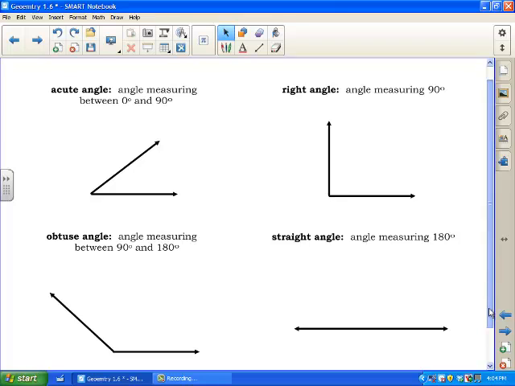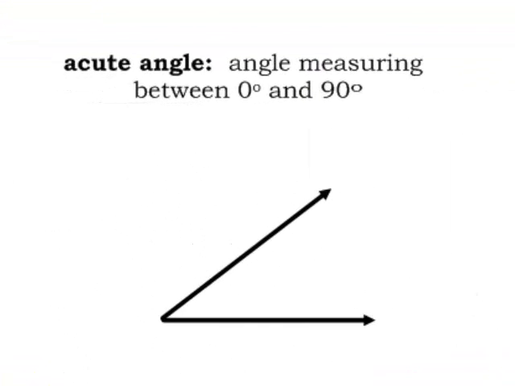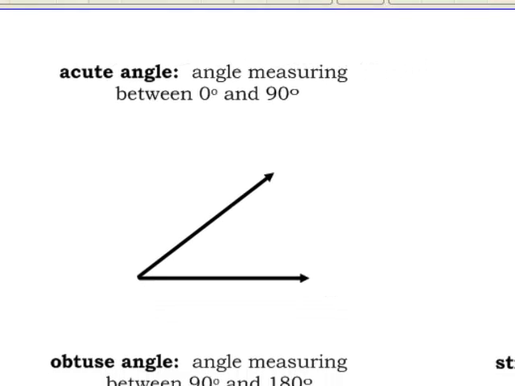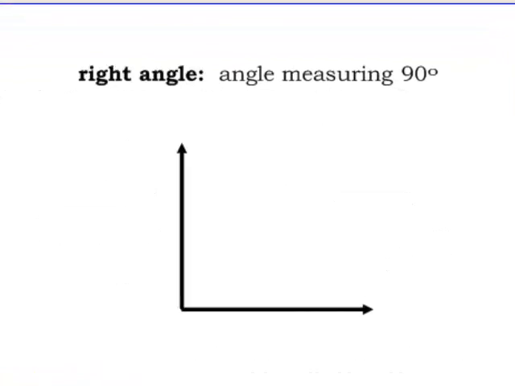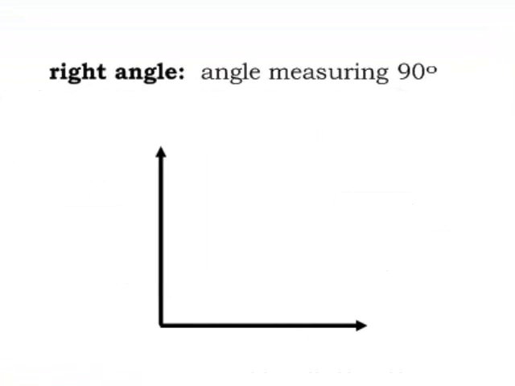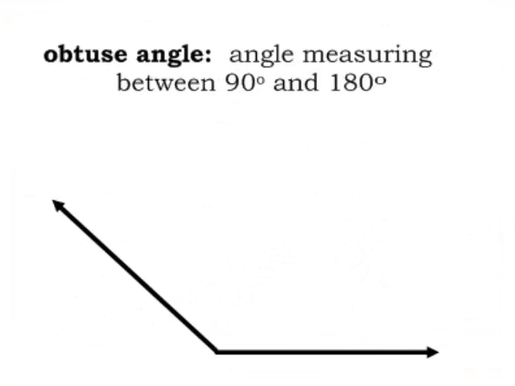Okay, next let's look at classifying angles. We have 4 basic classifications for all angles. Angles can be acute, right, obtuse, or straight. An acute angle is the smallest angle. It measures between 0 and 90 degrees. Next is a right angle. That's an angle that measures exactly 90 degrees. So this is the kind of corner that you'd see on a rectangle or a square. An obtuse angle is an angle that measures between 90 and 180 degrees.